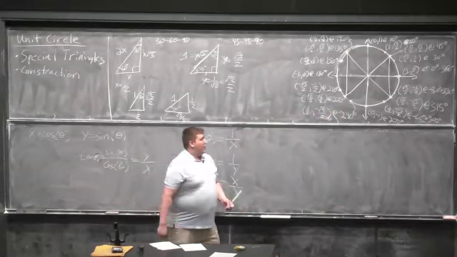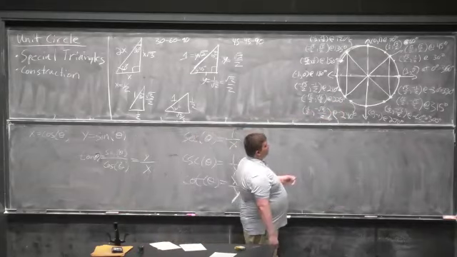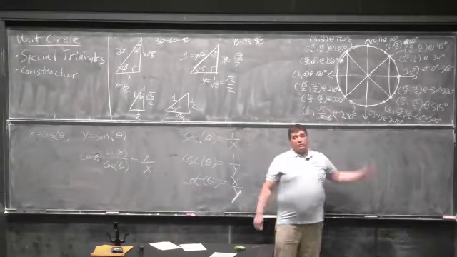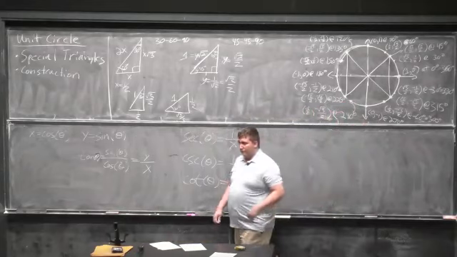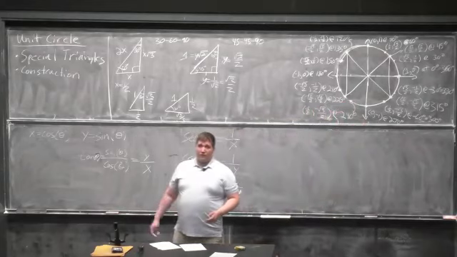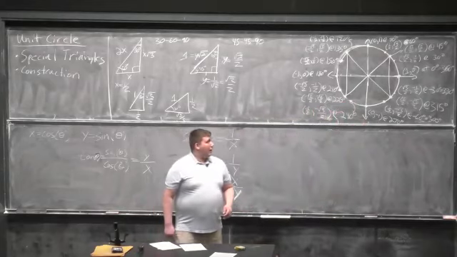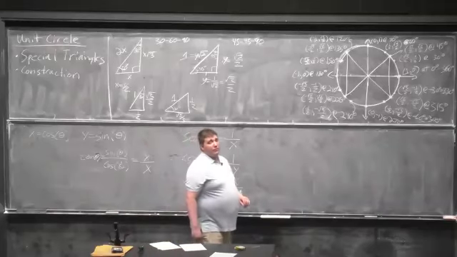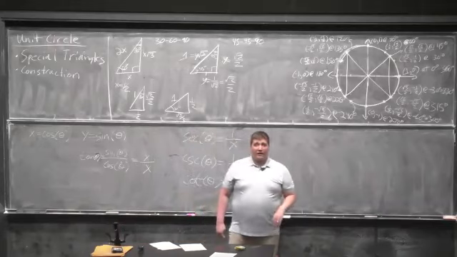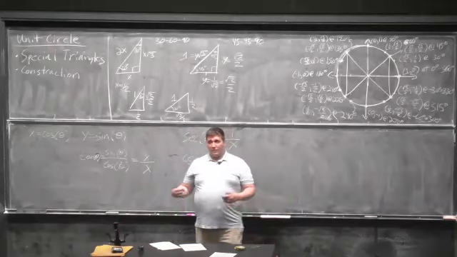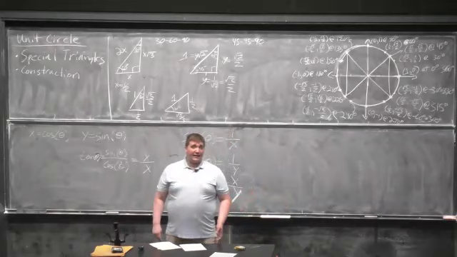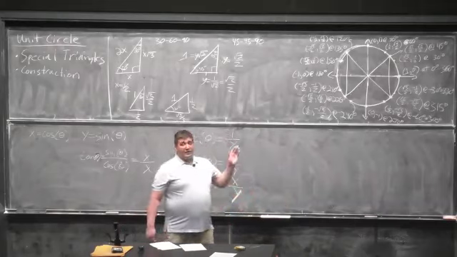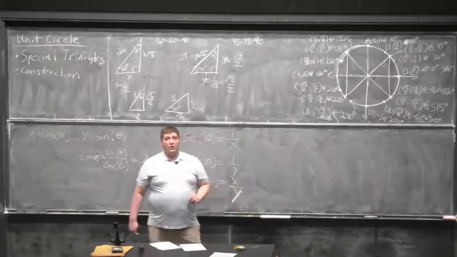So if you say cosine of pi over 4 and you give the decimal expansion of square root 2 over 2, that's not going to be correct. We want the exact answer, and now you can provide it. It's square root 2 over 2.